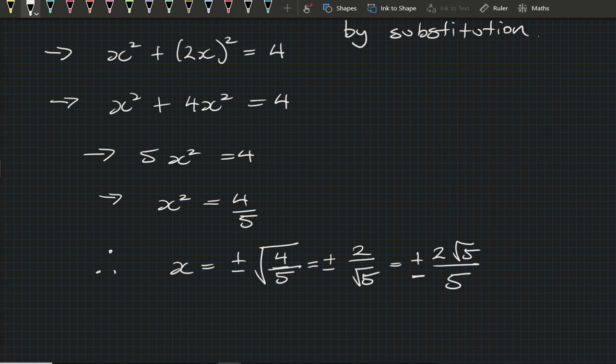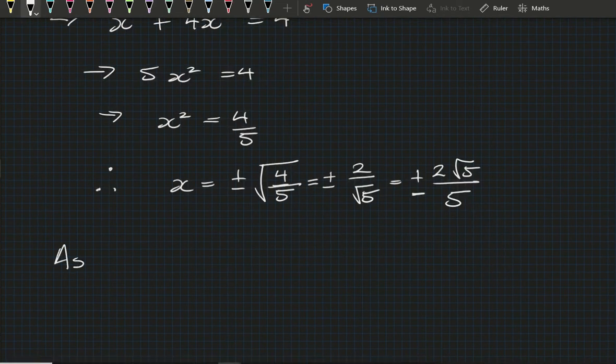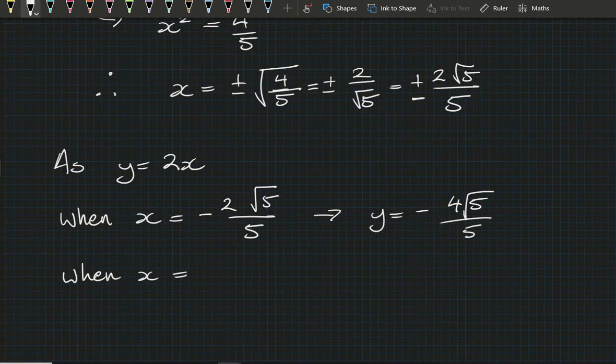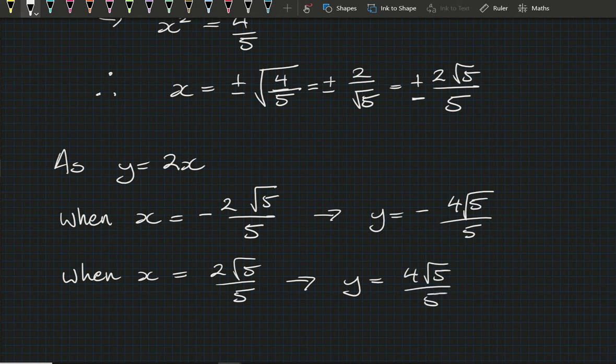So we've got our x values here, and as y has to be equal to 2 times x, if we want to satisfy the linear part of this simultaneous equation, then when x is equal to minus 2 times root 5 on 5, then y will have to equal minus 4 times root 5 on 5. And obviously when x is equal to positive 2 times root 5 on 5, then y has to equal 4 times root 5 on 5.